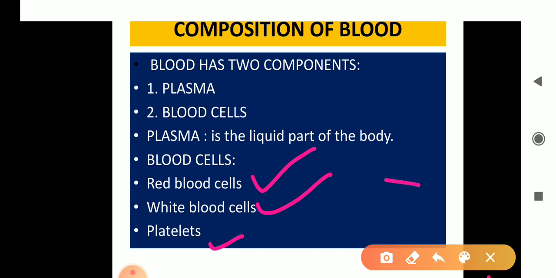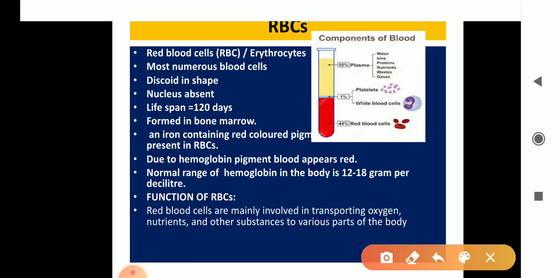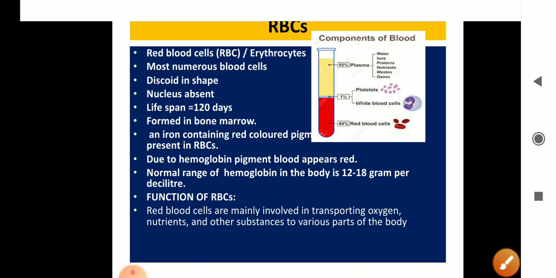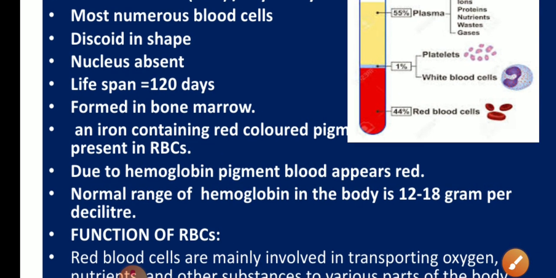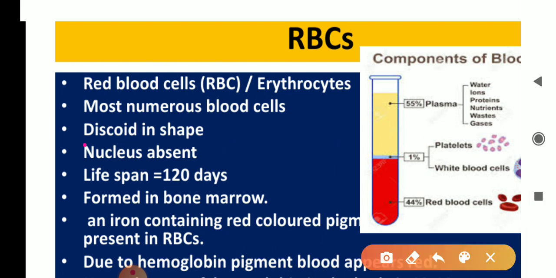Now see, the first is RBC. Now see about the RBC. RBC is red in color, also called erythrocyte. I told you it is also called erythrocyte. It is the most numerous blood cell in the blood; we can say the maximum number is of red blood cells. They are discoid in shape, just like a disc, and the nucleus is absent.